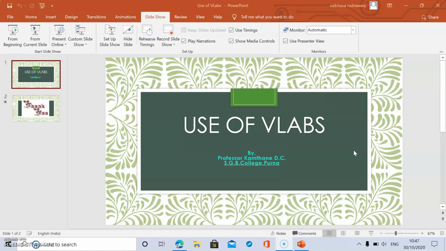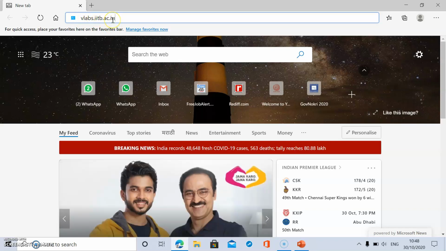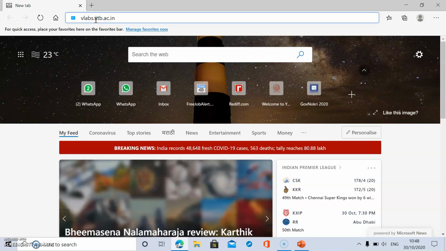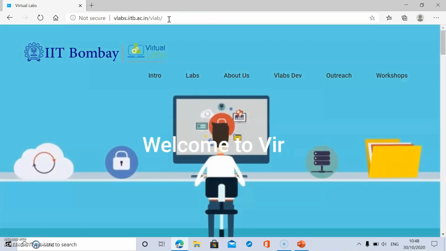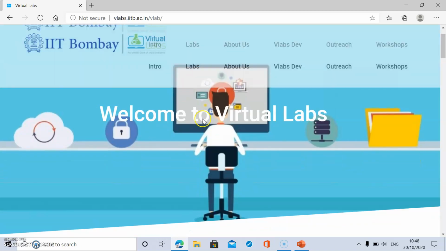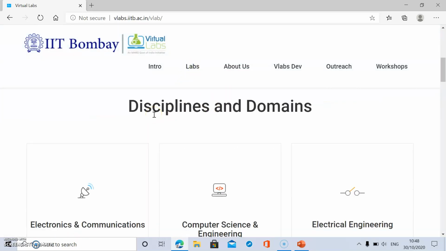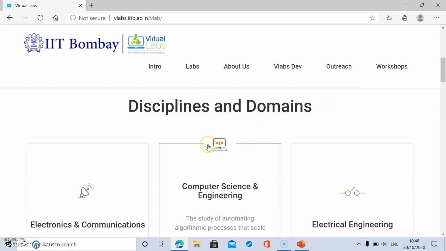For this, open Chrome and type vlabs.iitb.ac.in. This is the virtual lab of IIT Bombay. Press enter. The site opens, and this is the IIT Bombay virtual lab. Click on these labs and you get the disciplines and domains.